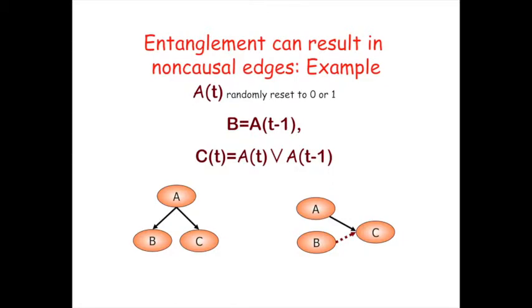OK, so here are two examples of entanglement just to make it more clear in your mind. Let's say A is randomly set to 0 or 1 at time t. B is whatever A was a second ago. C is an OR or an AND function on A of t and A of t minus 1. The real Bayes net should look like this: A affects B and A affects C. That's clear. But in reality, when I capture the data, the snapshot at time point t, what I'm going to see is this. B is capturing A's history better than A itself. In essence, A's history is a hidden variable, and B is representing that hidden variable better than A is. Therefore, you could very well get this structure.